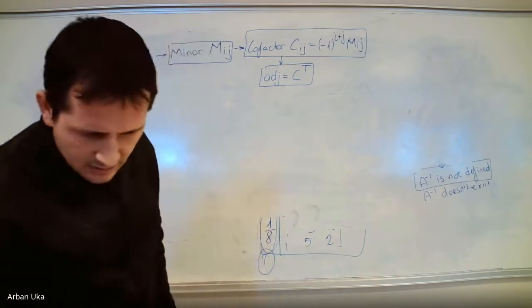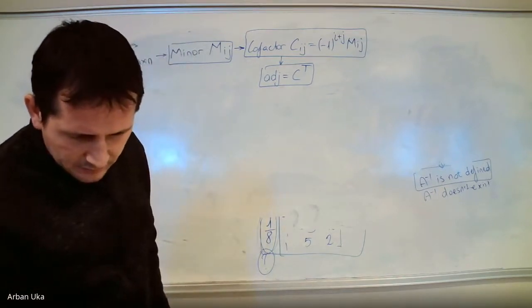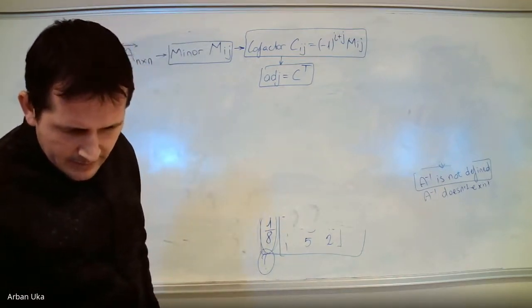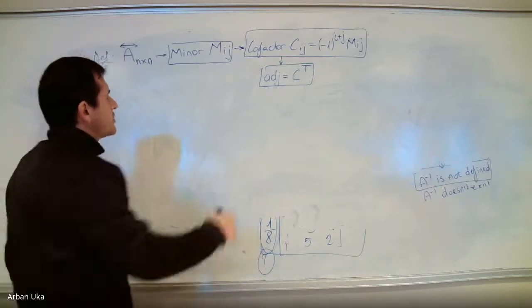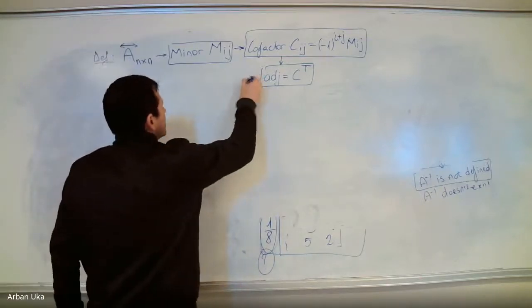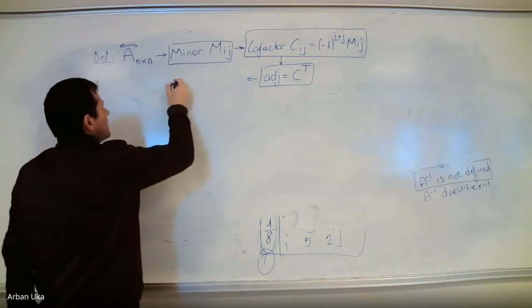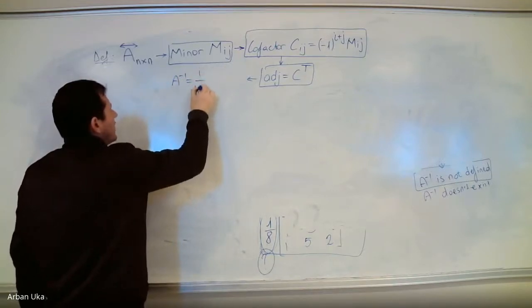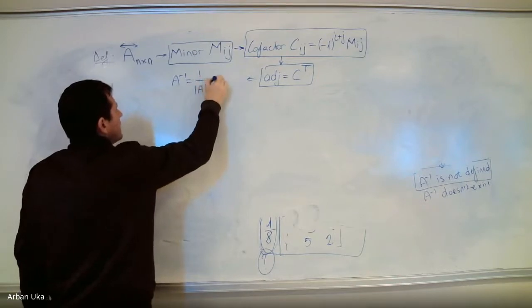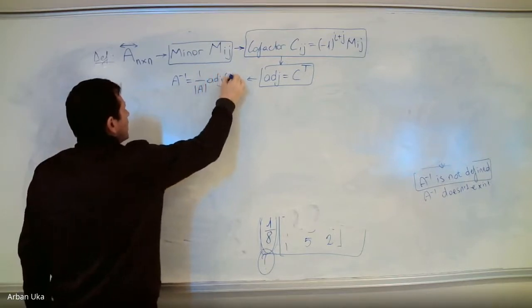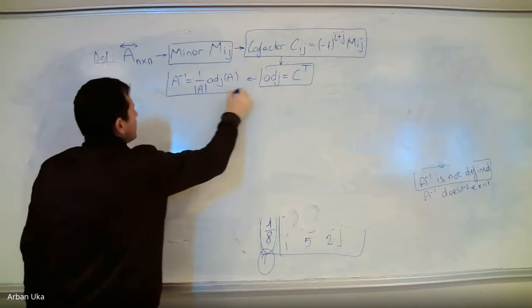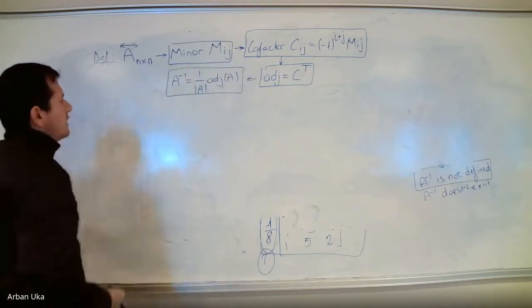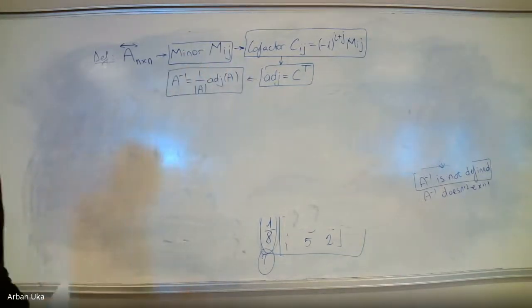So this is the adjoint, and then the inverse of a matrix. So we are following this path. We say that the inverse of A is equal to 1 divided by the determinant of A times the adjoint of A. So this is what we need to keep in mind.